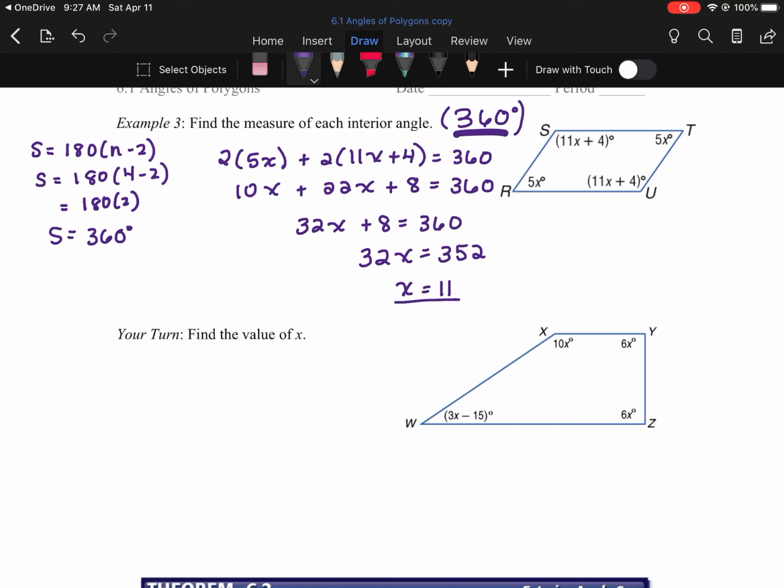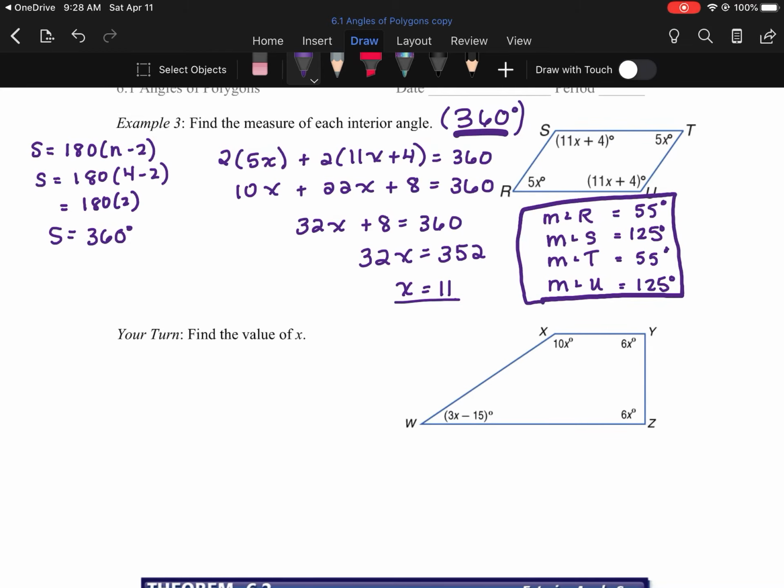So let's reread the question. Find the measure of each interior angle. So we found x, but they want the measure of each angle. So measure of angle R, measure of angle S, measure of angle T, measure of angle U. So now we just have to substitute 11 into each of these. So R and T are going to be the easiest because they're 55. 11 times 5 is 55. Now we have to do 11 times 11, which is 121, plus 4 is 125. Okay, so there's our answer.